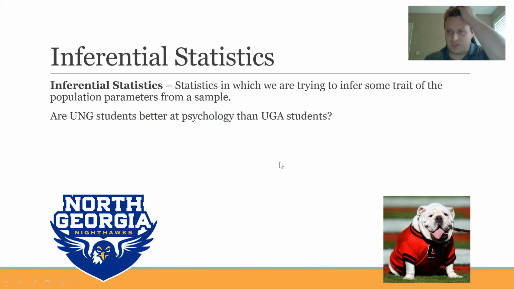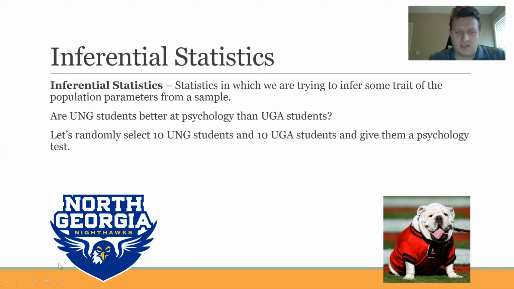Let's do the following example, at least for a couple slides. Are UNG students better at psychology than UGA students? This is an inferential statistics question. All right, well, what we might do is we might take 10 subjects randomly, use random selection from UNG, and then give them a standardized test of psychology, and then randomly select 10 students at UGA and give them a psychology test. Calculate those two sample means and examine them.